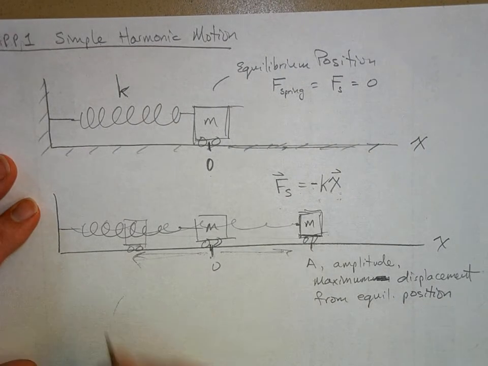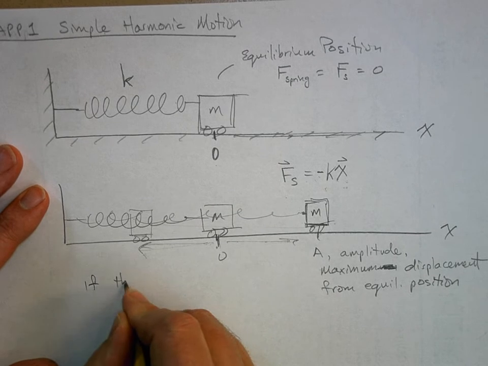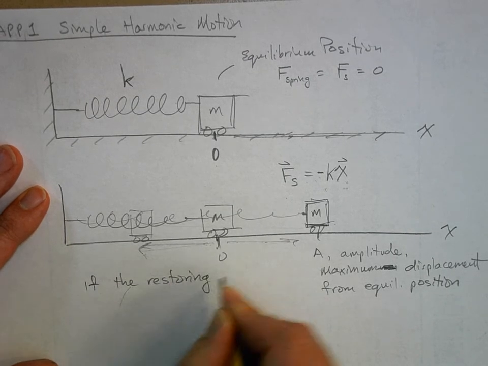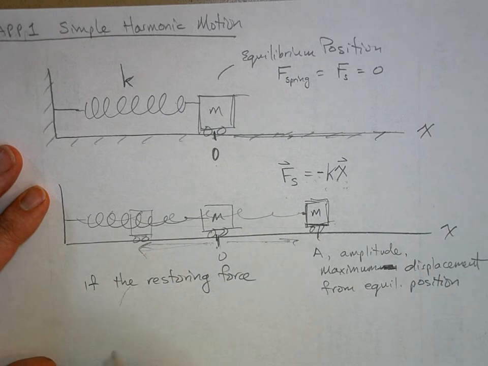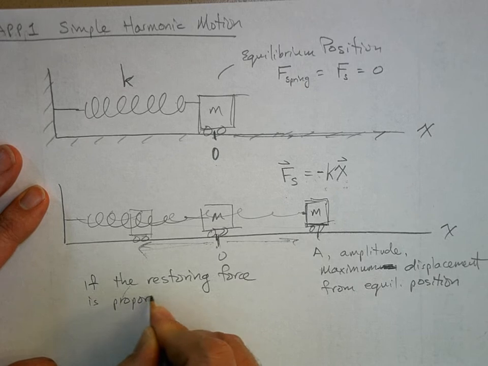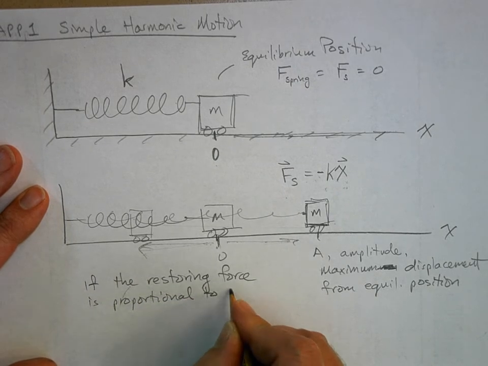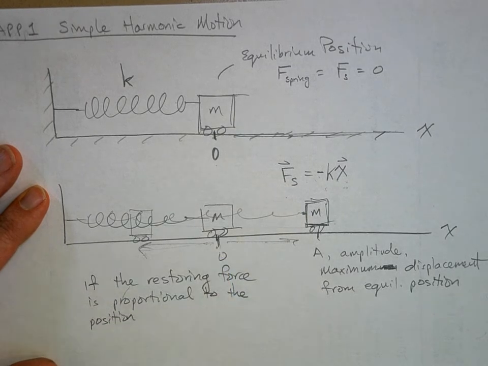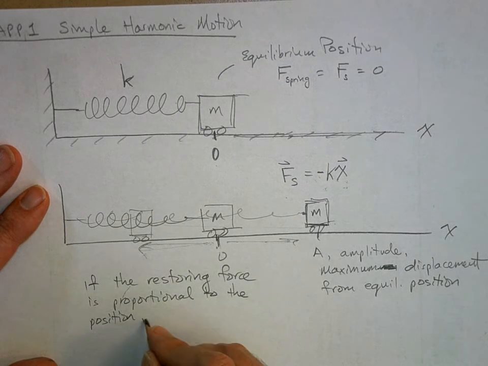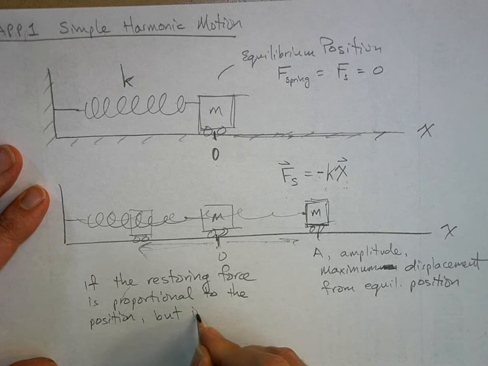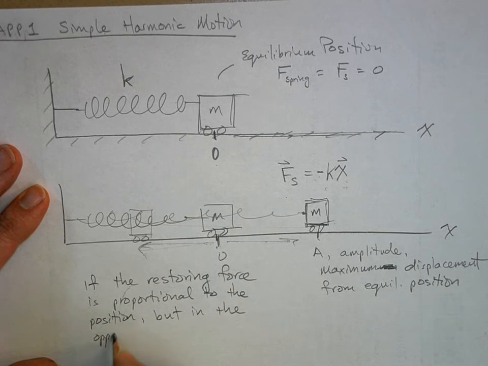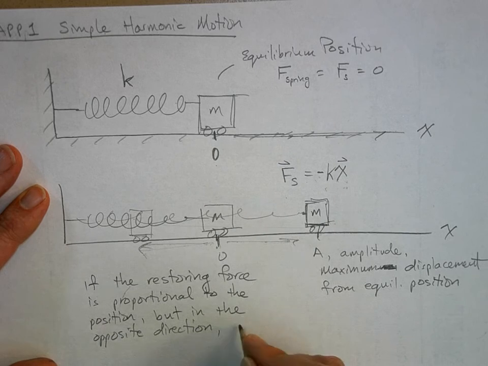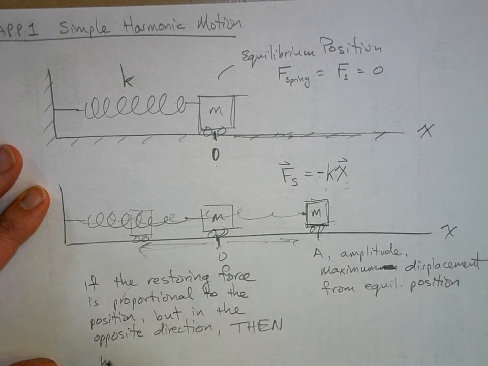So, if the restoring force, in this case the force of the spring, is proportional to the position, and assuming that zero is at the equilibrium position, but in the opposite direction, then we have simple harmonic motion.